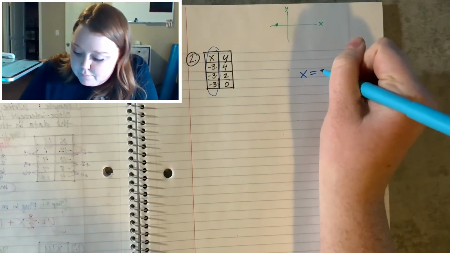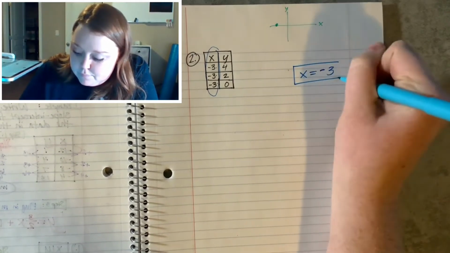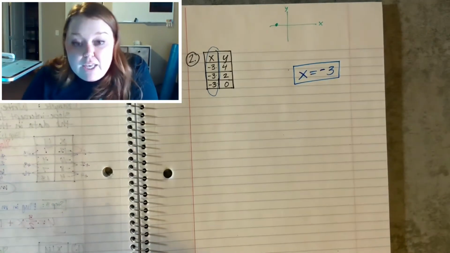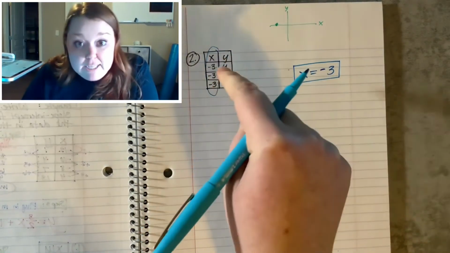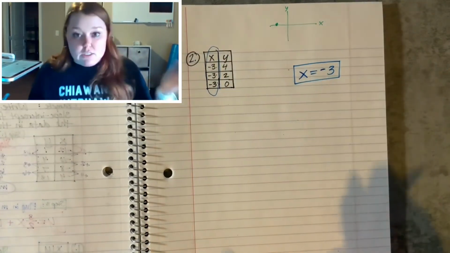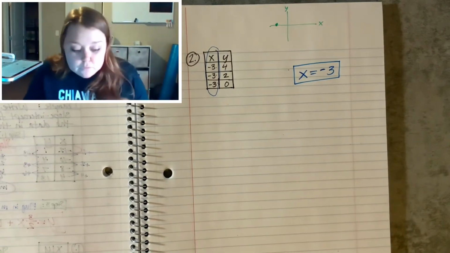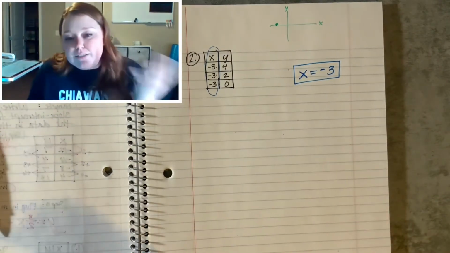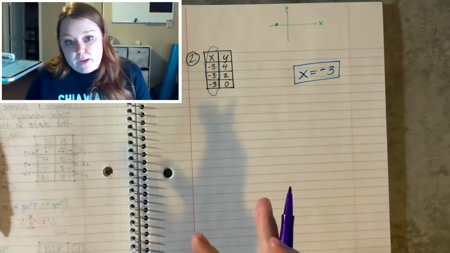X equals -3. If all of your x values are -3, then your equation is x equals -3. This is one of those weird ones, okay? Now let's say you didn't recognize that right away.